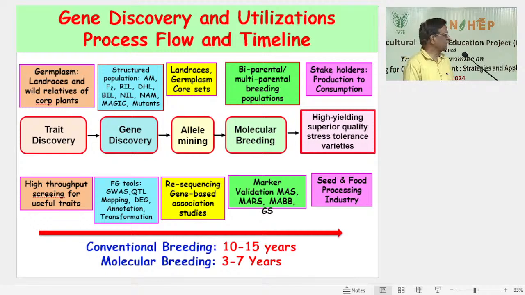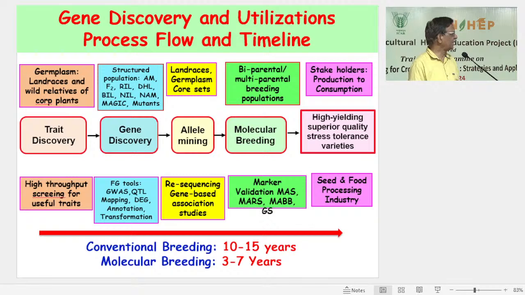So I was talking about allele mining. Once we have discovered the gene, then we can look for the best allele of that gene, because each gene has several alleles. So we can amplify, sequence them, look for the sequence variation and how the variation in the sequence is correlated with the variation in the trait. That helps us find the superior allele of that gene.